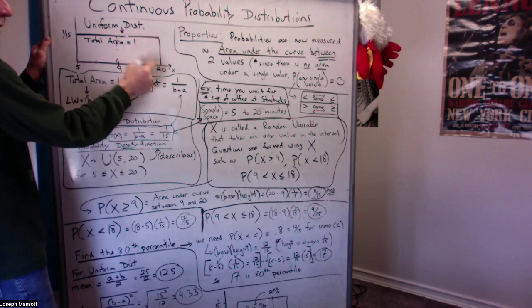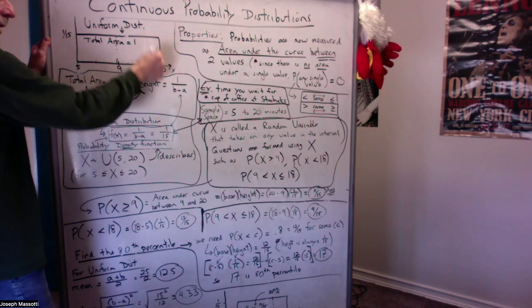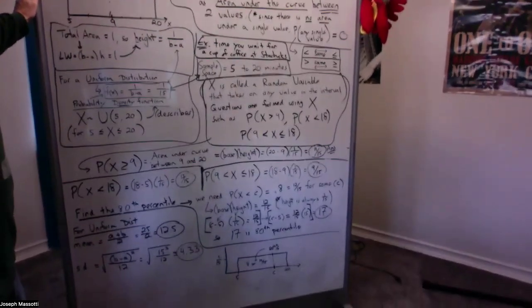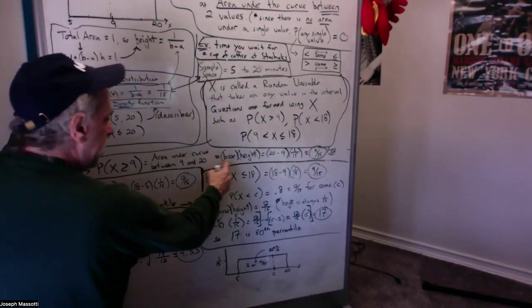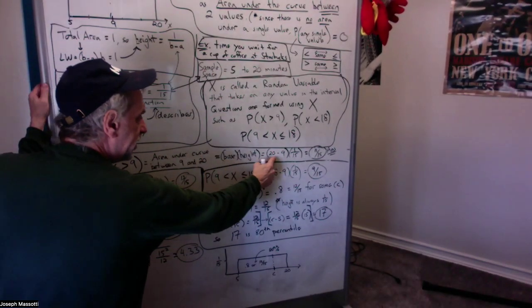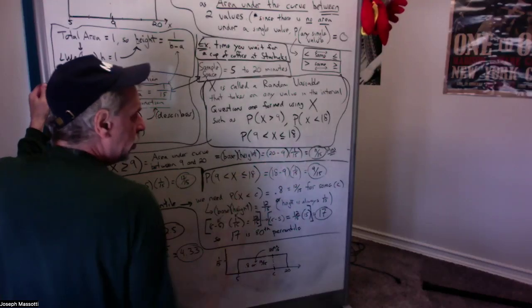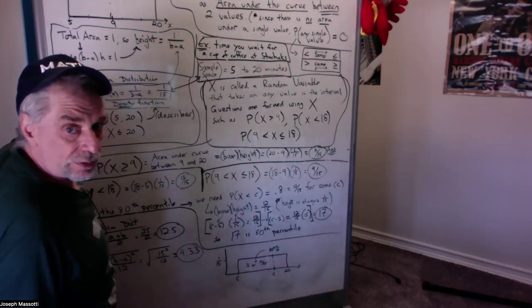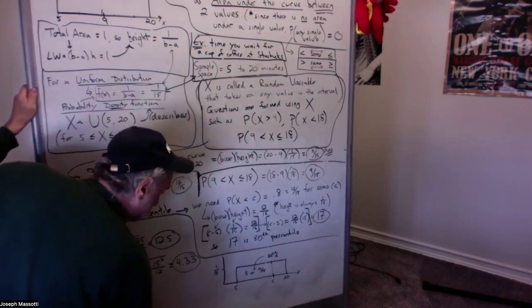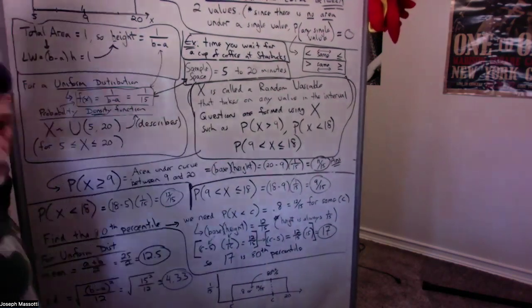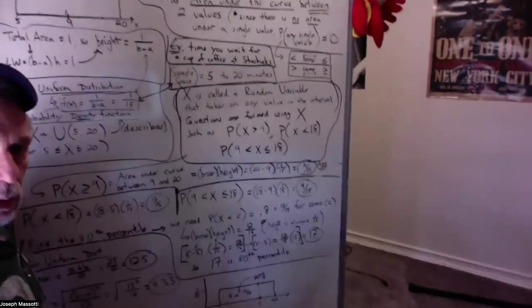Well, it's a rectangle. Base times height. That's all we're doing. Base times height. Base is 11. Height is 1 over 15. We get our answer of 11 over 15.